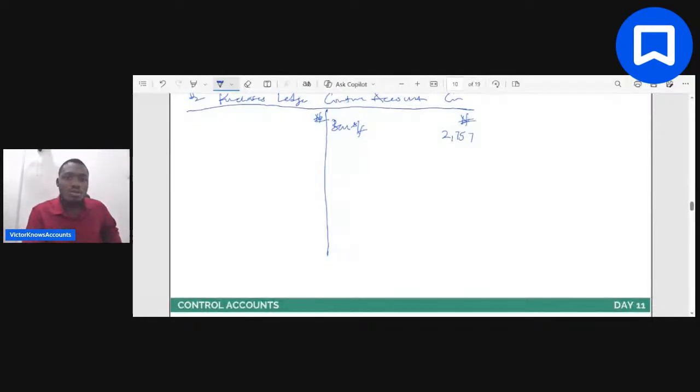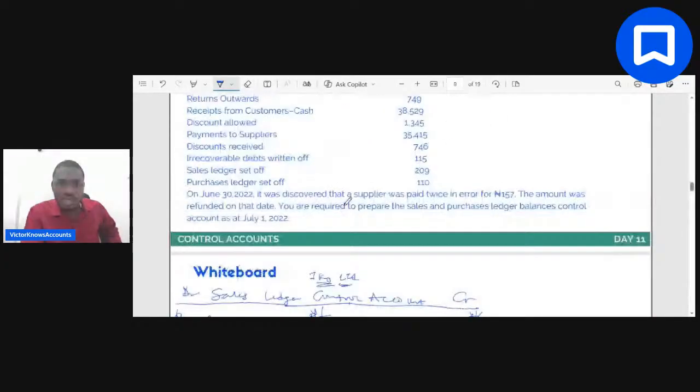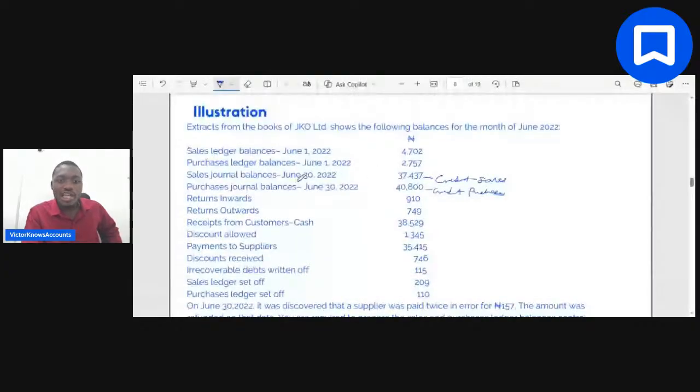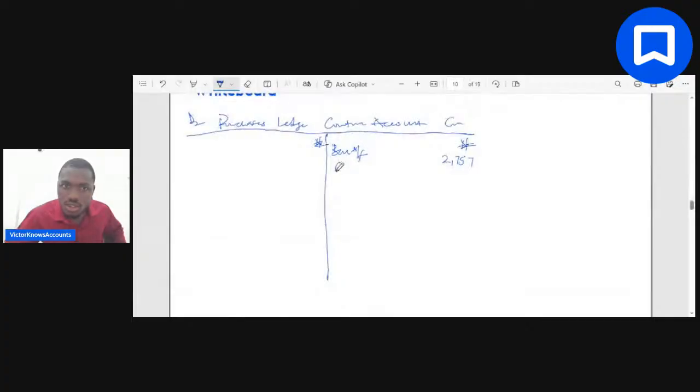Coming back to our slide now, we have recorded this one, we don't need it. Purchases journal balance as at June 30, 2022, we have 40,800. Don't forget, this is credit purchases. If you buy goods on credit, is it increasing your debt or reducing it? Of course, it is increasing. So we come here and say credit purchases, and that is 40,800. Are we together?